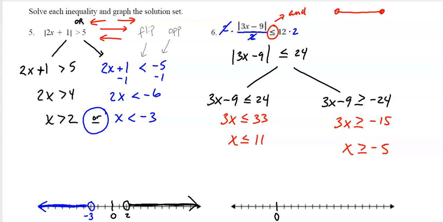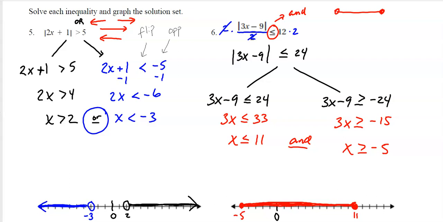So if I do less than 11, so 1, 2, 3, 4, 5, 6, 7, 8, 9, 10, 11 is right here. So I'm going to be less than or equal to 11. So I'm heading this way. But then at the same time, I also have to be greater than or equal to negative 5. So there we go. All of these numbers in here are going to make that thing true. If we test it out, it's going to make both of them true.